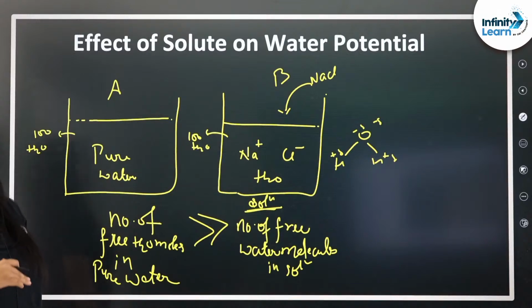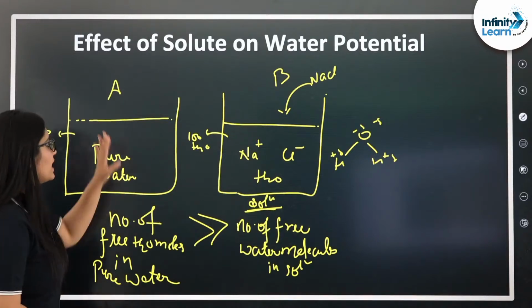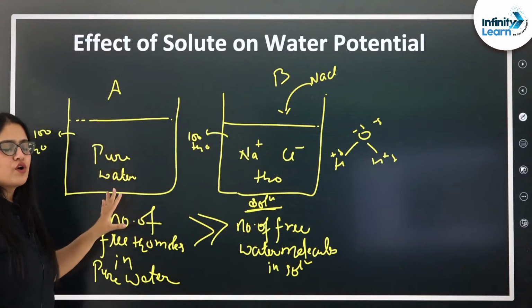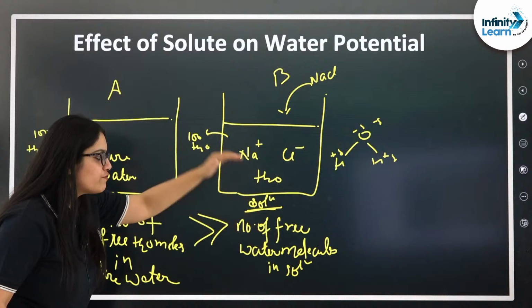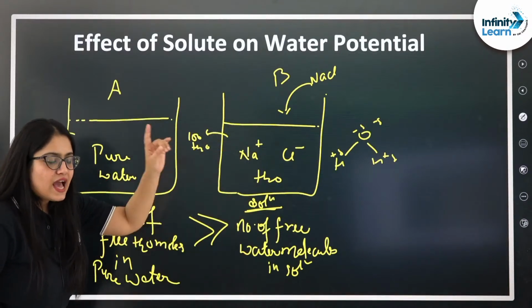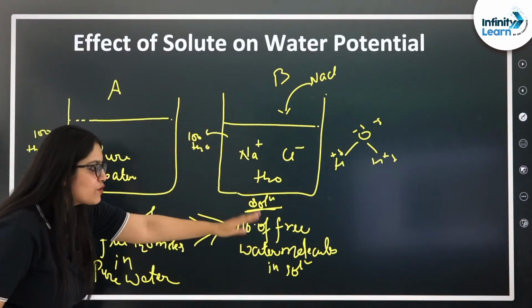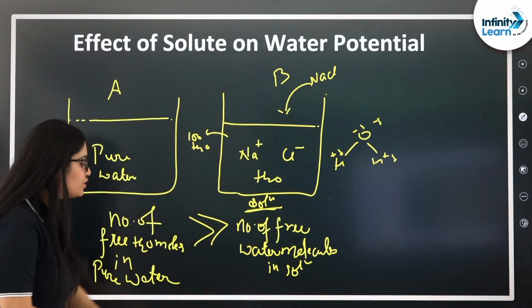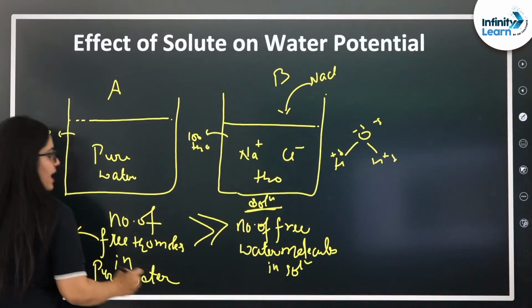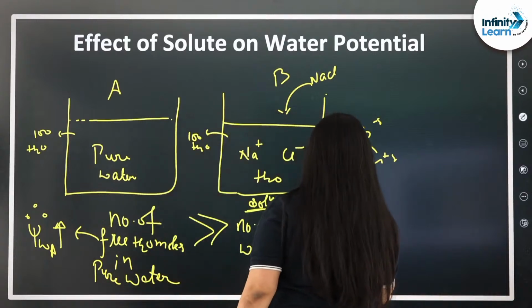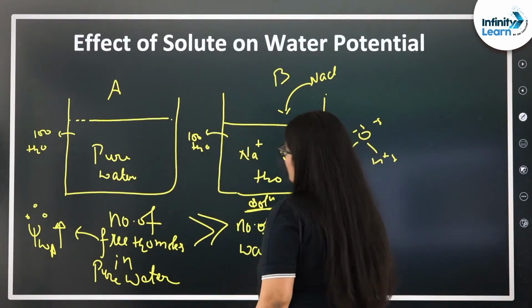Please listen to this very carefully. In a pure solvent or in pure water, the number of free water molecules is more. In a solution, the number of free water molecules is less. And by decreasing the number of free water molecules, the water potential also decreases. Therefore, water potential of A is high and water potential of B is low, right?